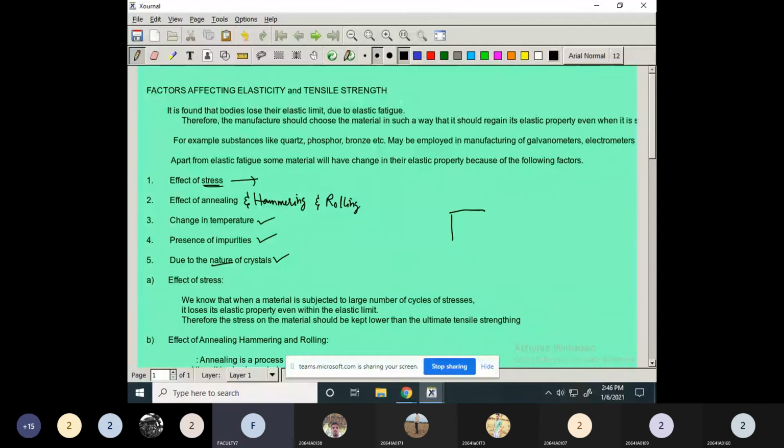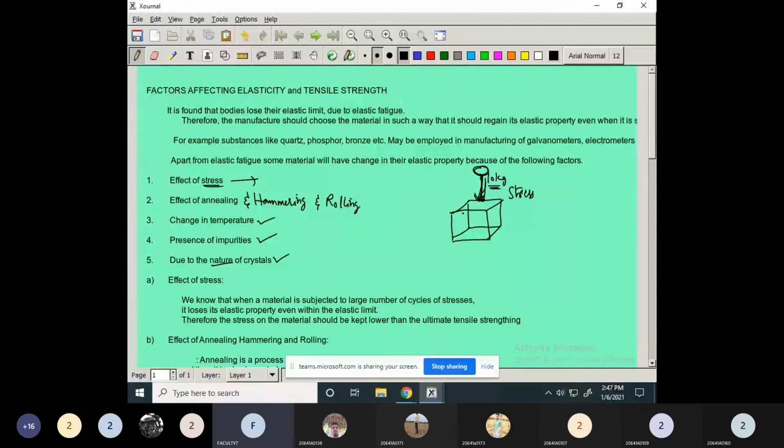Suppose some material is there. Now you try to drop some load on it. Let us take a 10 kg load, which you are dropping onto the material. Nothing but you are applying a stress here. Now continue to drop this 10 kg weight on the material several times. If you continue to drop, then what can you expect?